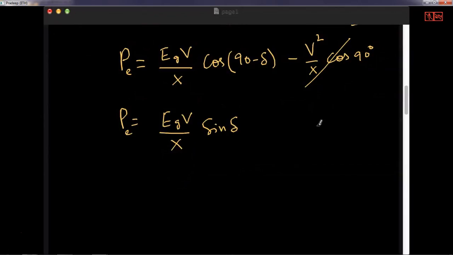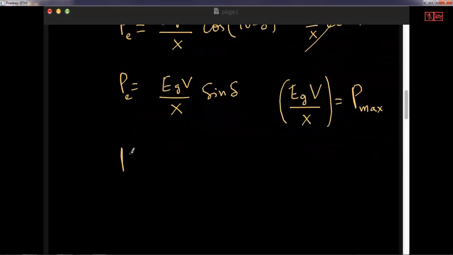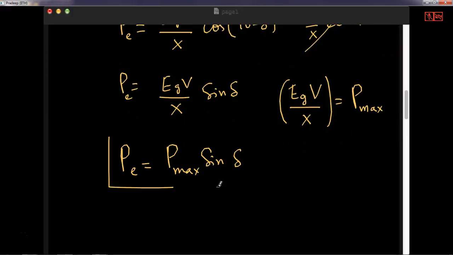Now, Eg is fixed, I am assuming that the voltage magnitude is fixed. Similarly V is fixed, and X is also fixed. So this is a constant. Let's denote this as P max. Then I'll get the electrical power as P max multiplied by sine of delta. So this is the expression for electrical power.